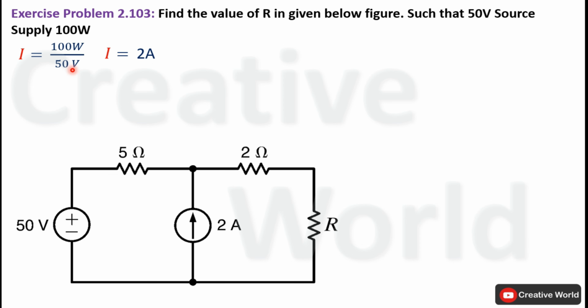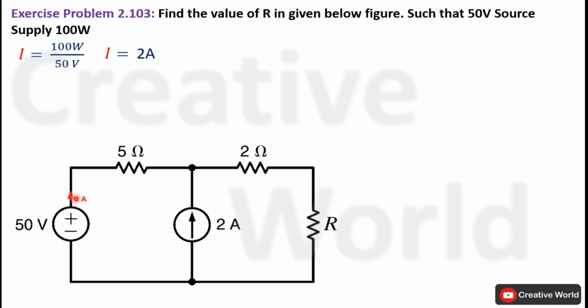So the value of I will be 2 ampere and the direction of current I will be in clockwise direction, leaving from positive terminal and entering from negative terminal. Modify the network by indicating current through this branch. Now this same current with same direction will also be flowing from this 5 ohm resistance due to series connection.